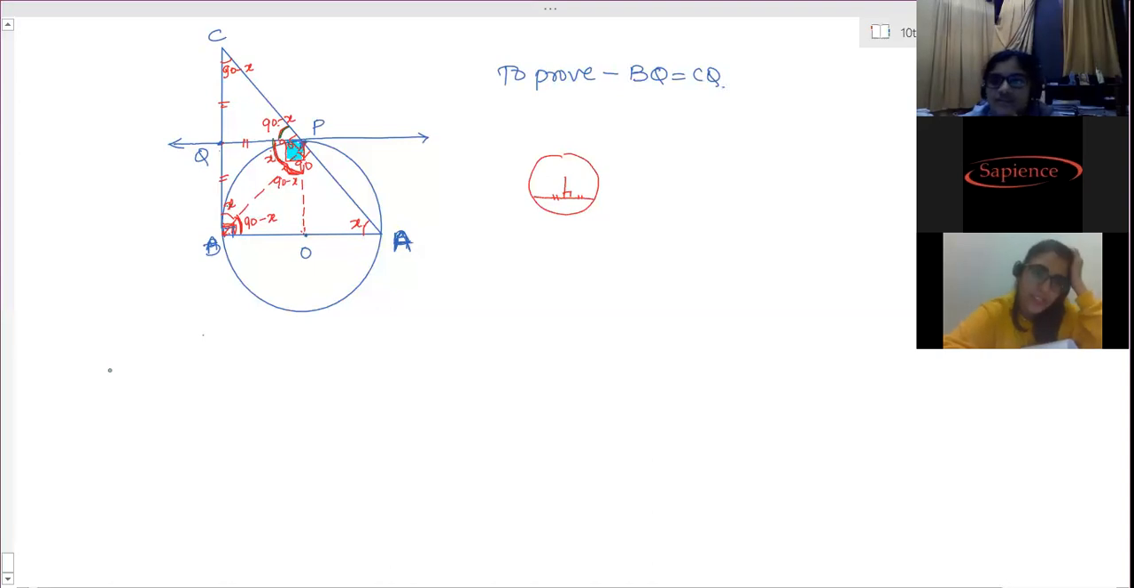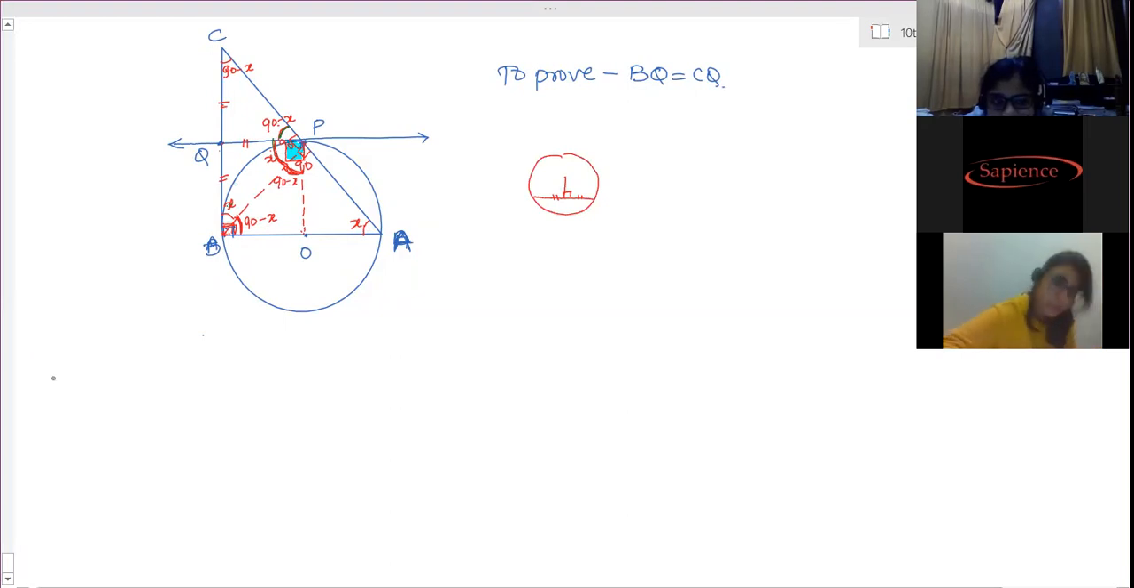Ma'am, can you just once again repeat how angle C is 90 minus x? Angle ABC, angle sum property. Angle B is 90, A is x. So see, angle sum property.